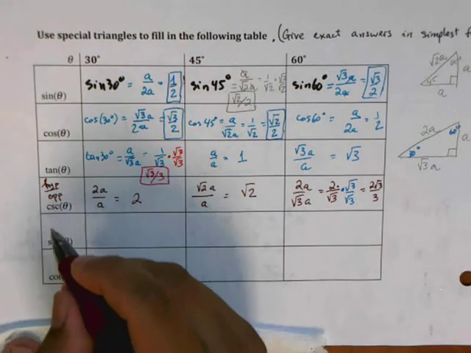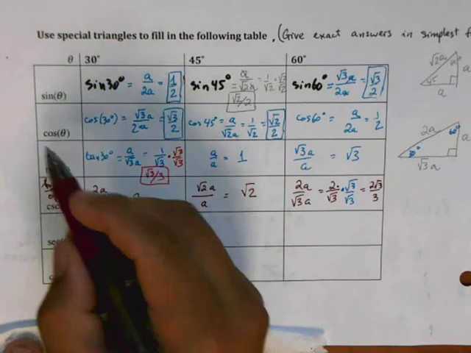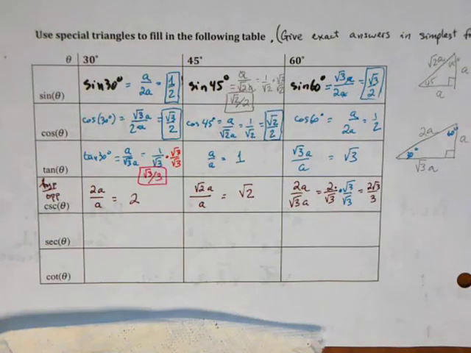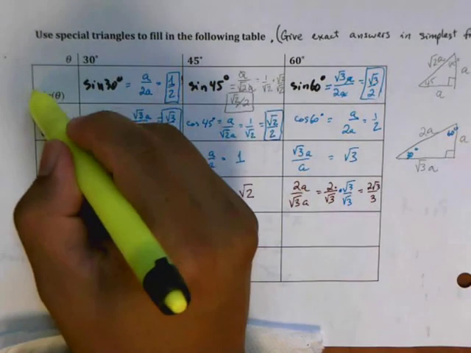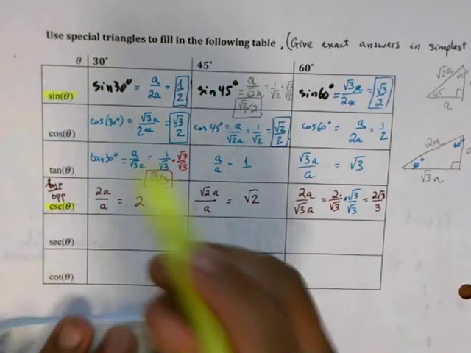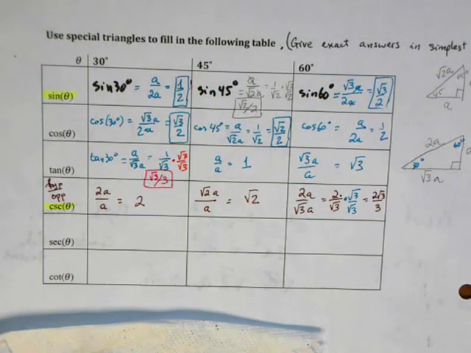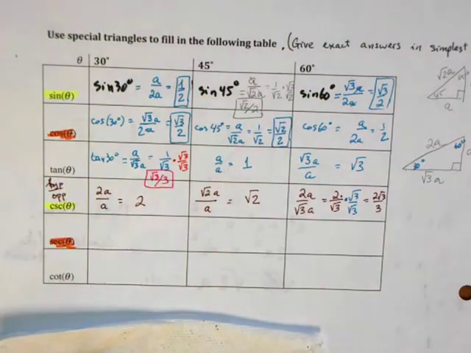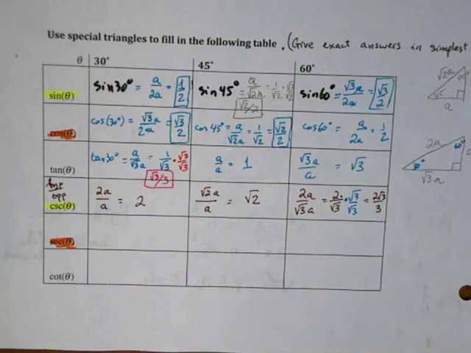Let's continue here. Secant is the reciprocal of cosine. So if I can highlight this, maybe that'll help us see this a little bit better. Sine goes with cosecant. And then cosine goes with secant. And of course, cotangent goes with tangent.